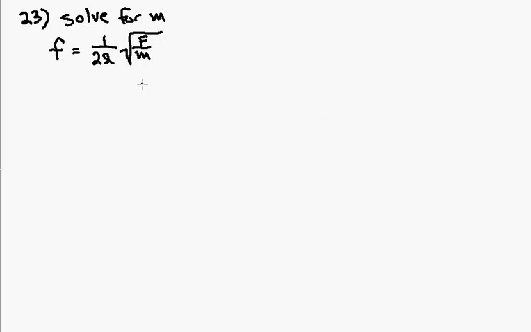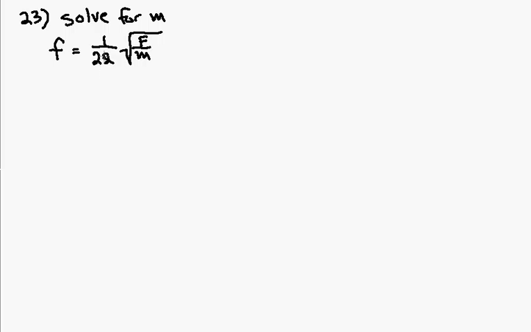Alright, 23, we're solving for m. Well, the first thing I'm going to do, again, is try to eliminate everything surrounding the m. The goal is to get m isolated by itself on one side of the equal sign. So the first thing I'm going to do is look at this 1 over 2 times L.